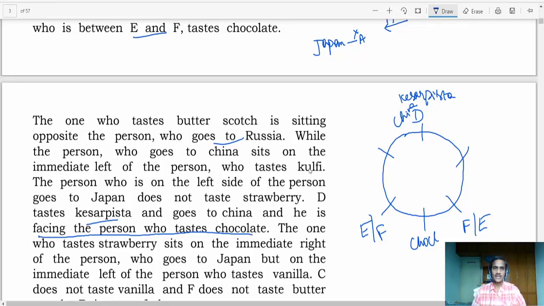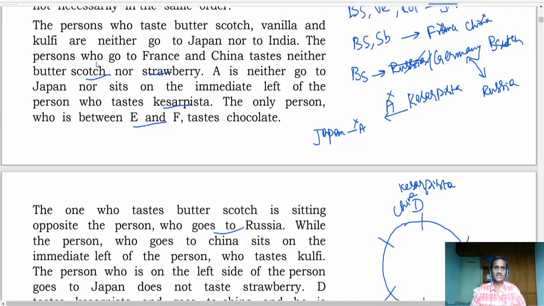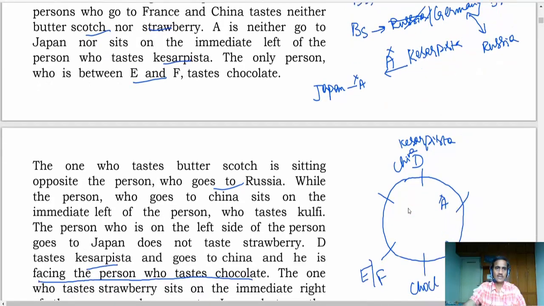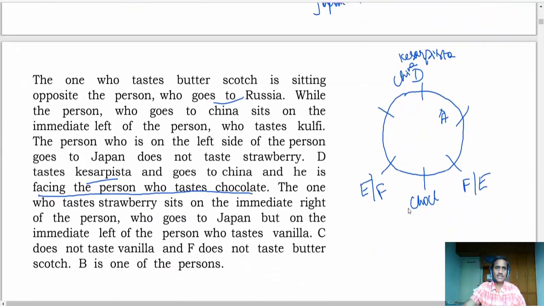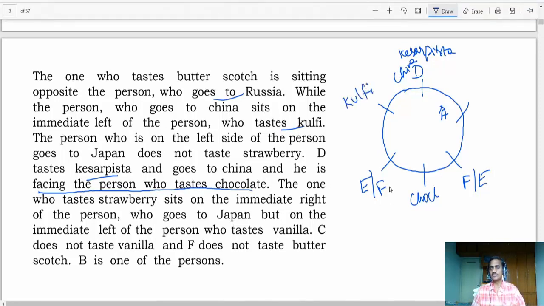Earlier we got the information that A is to the immediate left-hand side of kesar pista. A is neither going to Japan nor sitting on the immediate left of the person with kesar pista. A is not here. The person who goes to China sits on the immediate left of kulfi, hence kulfi must be here. Chocolate, kulfi and kesar pista are done. Now let us see what remains.